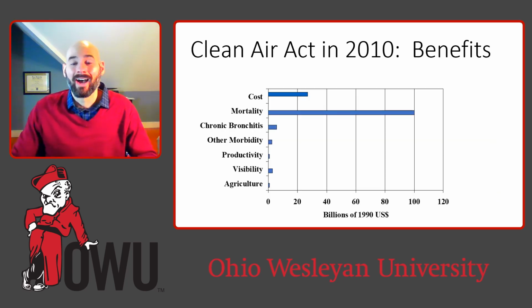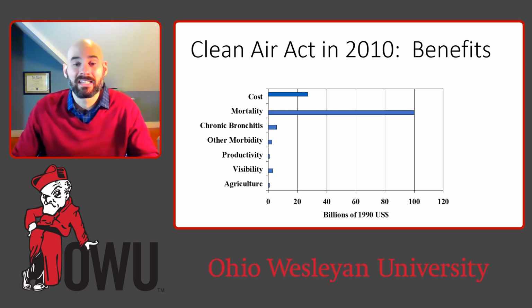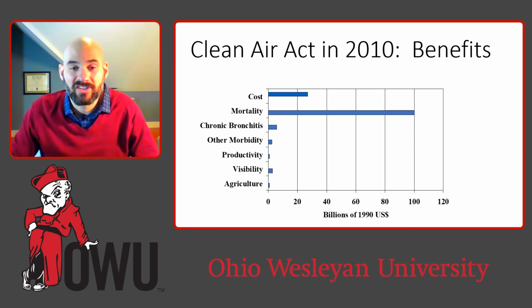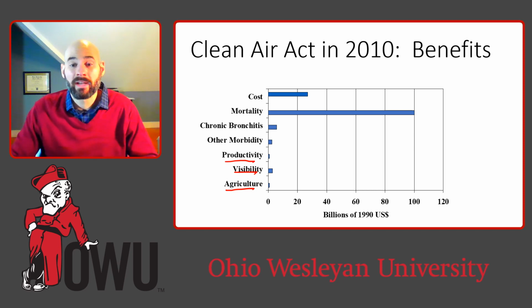And that's where we need our damage function so that we can place a dollar value on the number of cases of death avoided, the number of cases of chronic bronchitis avoided, all the way down to even considering the non-health related outcomes such as visibility and agriculture productivity. And we can see that by 2010, the Clean Air Act amendments of 1990 had benefits that greatly outweighed the costs.